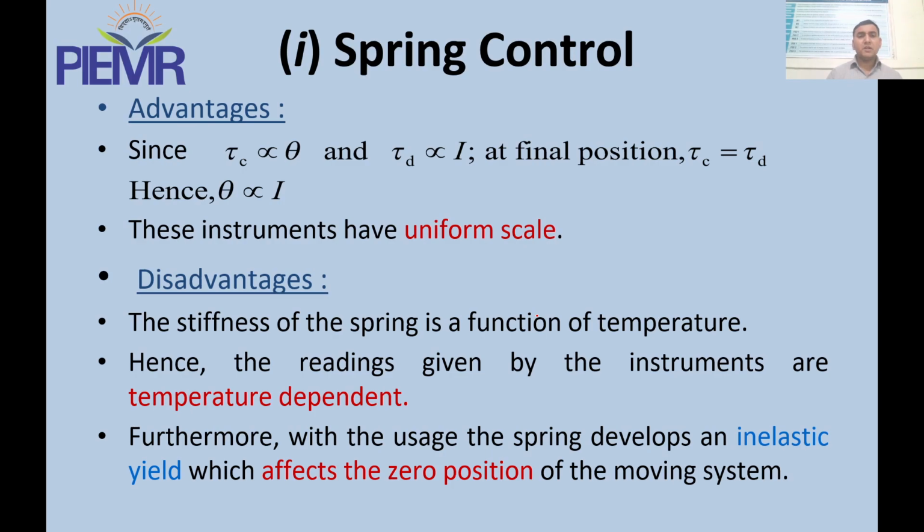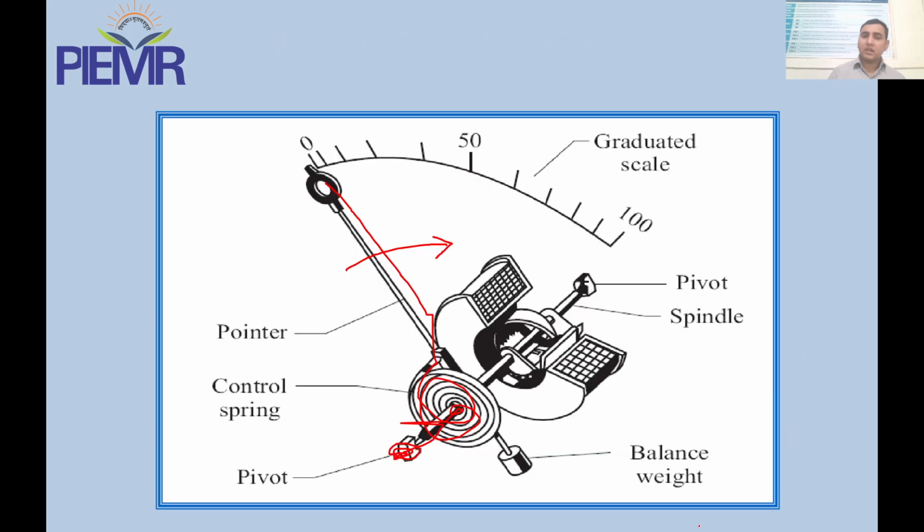Okay, this spring control has the fundamental feature that its controlling torque is directly proportional to theta, the angle through which the pointer is deflected. Like, as I say, the pointer moves from 0 degrees to some position, say 50. The angle between them is assumed to be 30 degrees. Then the controlling torque produced is directly proportional to that angle of 30 degrees. If the angle theta covered by the pointer increases, the controlling force will be more at that instant.